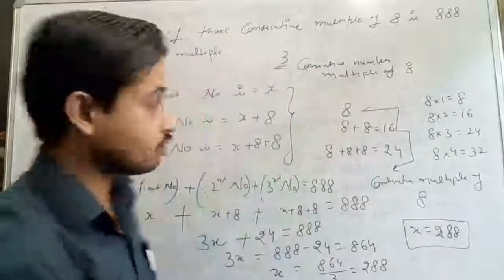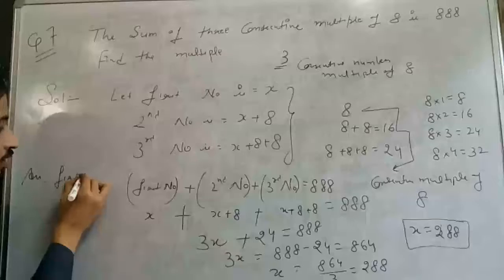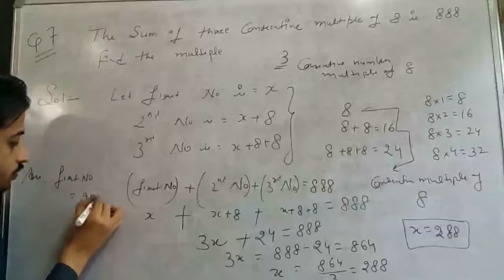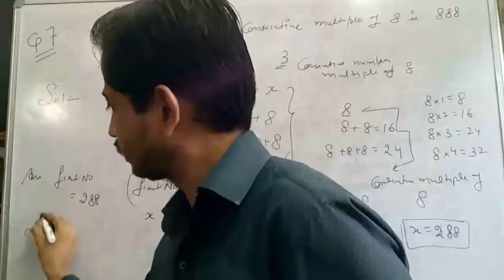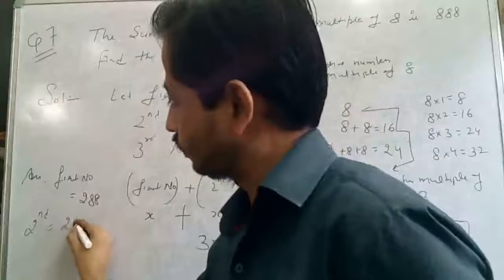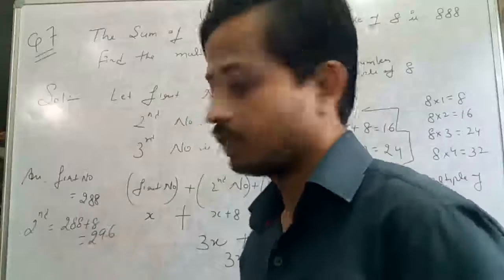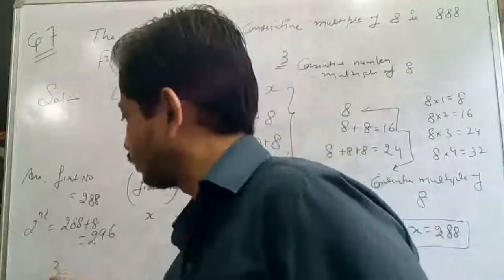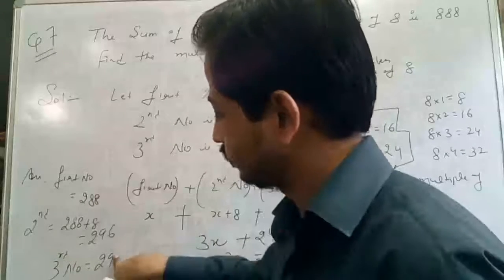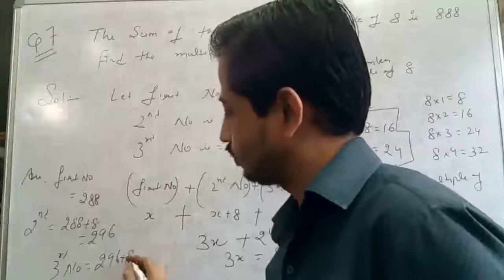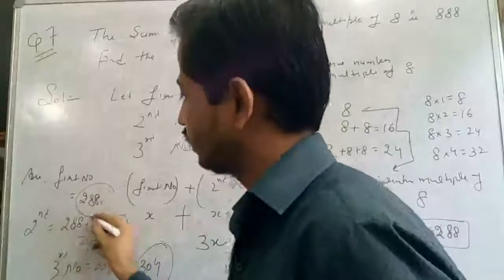It means we get x is 288. So your answer, the first number is 288, because our first number is x. Then the second is 288 plus 8, which is equal to 296. The third number is 296 plus 8, which is 304. That's your answer.